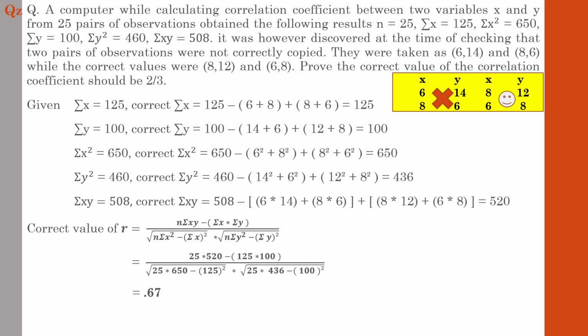0.67 is obtained by dividing 2 by 3. See, here in the question it was asked to prove whether the correct value of the correlation should be 2 by 3. So it will be correct because 0.67 is obtained by dividing 2 by 3. So the answer will be correct. Here the answers are correct because, see, if you take the total of the wrong numbers and the right numbers, it will be the same. That's why here almost the values are similar, with just minor computation changes in these situations.